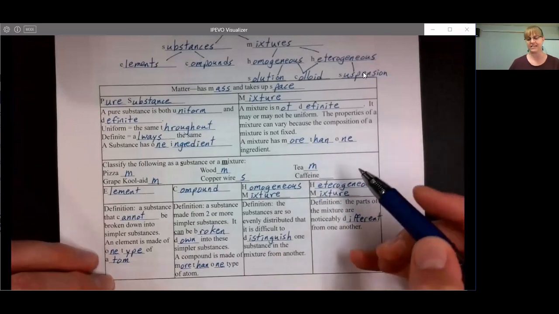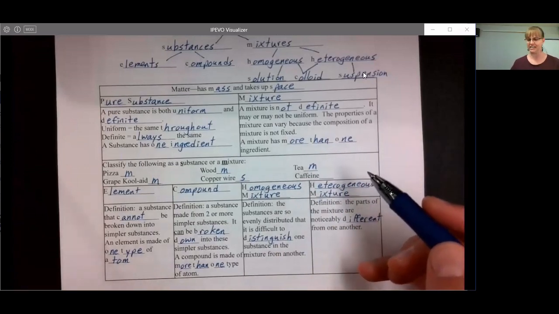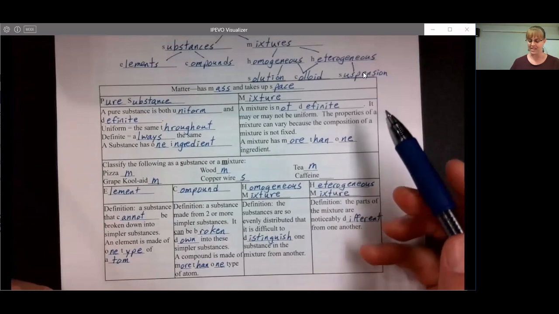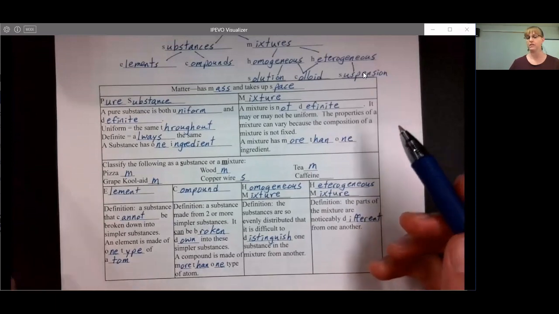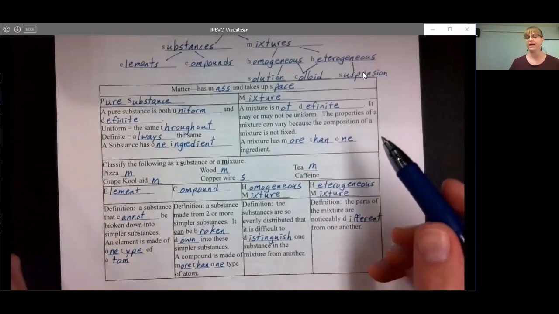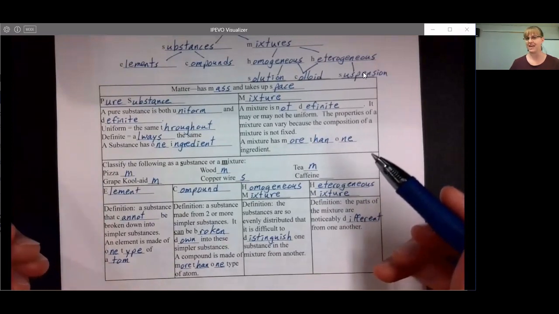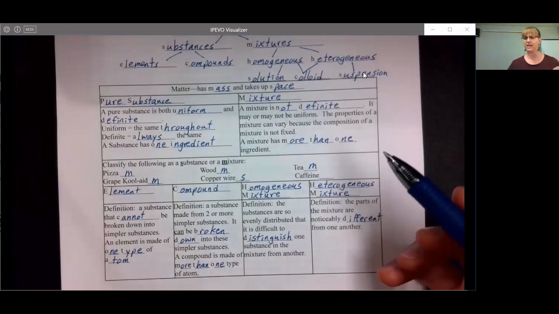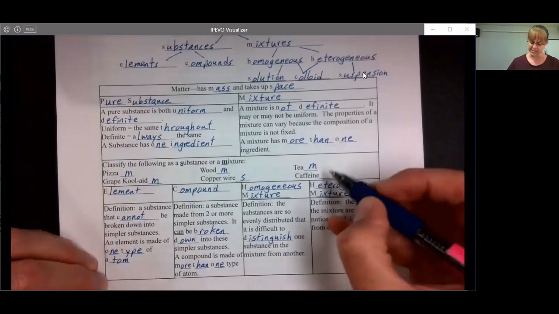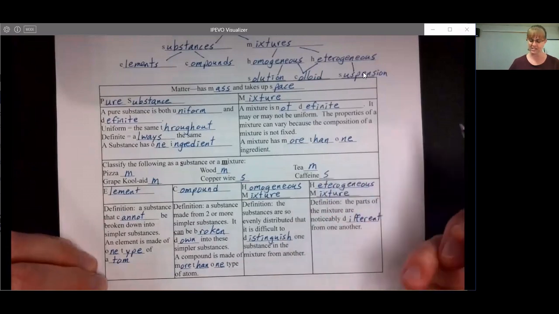And caffeine. Caffeine is one ingredient in the tea. It has actually a chemical formula. You can get pure caffeine. And is caffeine always the same, whether it's the caffeine from your Coca-Cola, the caffeine from your coffee, the caffeine from your tea? Sure it is. And so caffeine is a pure substance.